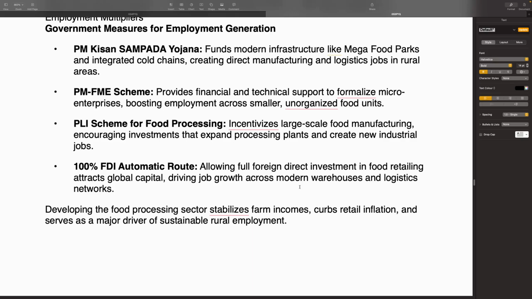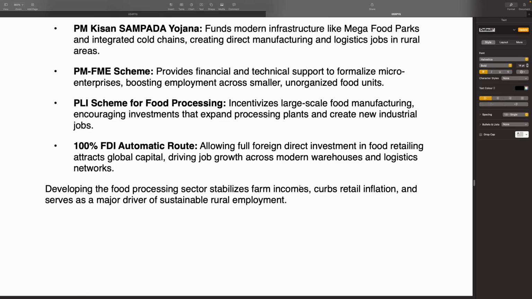PLI scheme for food processing incentivizes large-scale food manufacturing, encouraging investments that expand processing plants and create new industrial jobs. 100% FDI automatic route, allowing full foreign direct investment in food retailing, attracts global capital, driving job growth across modern warehouses and logistic networks. Developing the food processing sector stabilizes farm incomes, curbs retail inflation, and serves as a major driver of sustainable rural employment.